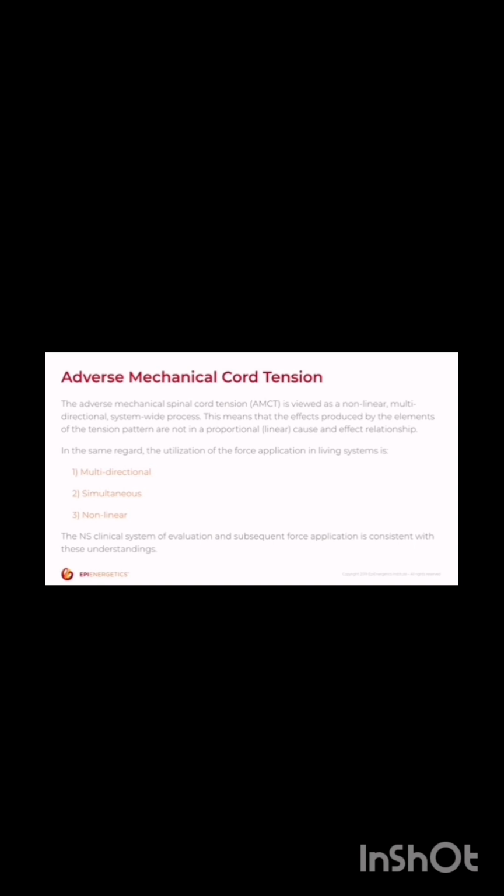The effects produced by the elements of the tension pattern are not a proportionate, linear cause and effect relationship. In the same regard, the utilization of force applications in living systems is multi-directional. It goes in all different directions. It's simultaneous, where different parts receive the information instantaneously, which also means coherent, and it's nonlinear. The NSA clinical system of evaluation and subsequent force application is consistent with these understandings.